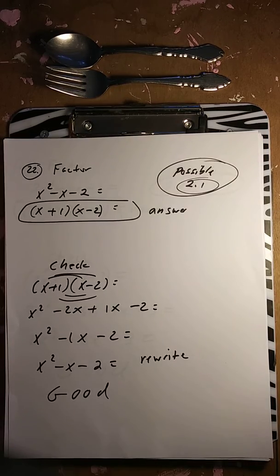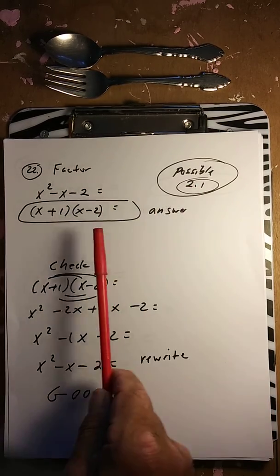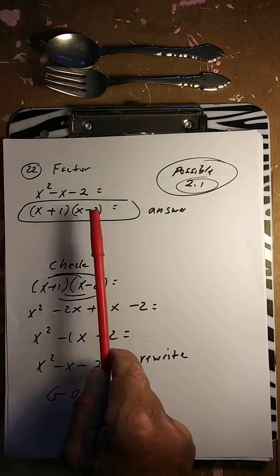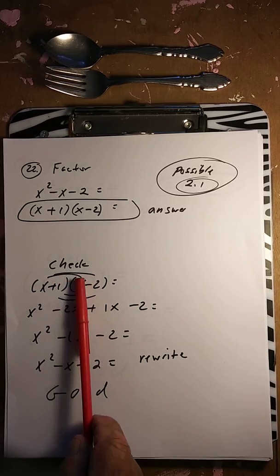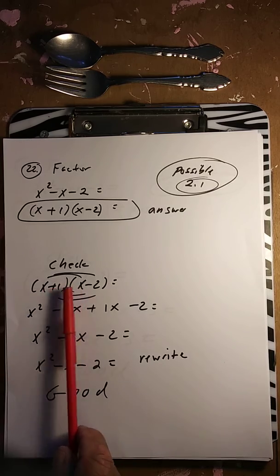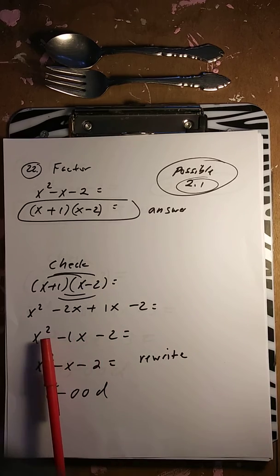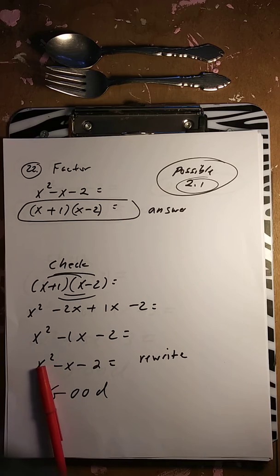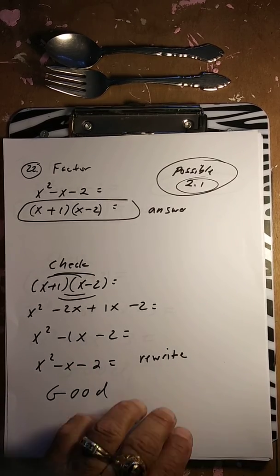Factor this. x squared minus x minus 2. Two possible numbers are 2 times 1. That's it. So this is what I'm guessing: x plus 1, x minus 2. Let's check it. Alright, x times x is x squared. That turns out negative 2x. This is 1x. 1 times negative 2 is negative 2. x squared, negative 2x plus 1x, that's x squared minus 1x, negative 2. Or you can rewrite it as x squared minus x minus 2. You don't need to put the 1 there. And it's good. It works.